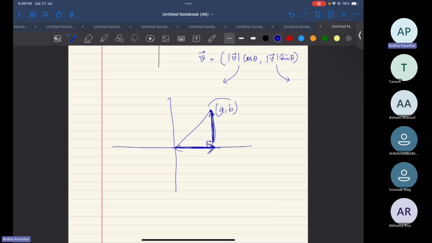If I project this vector to the x-axis, what will be the projected vector? A comma 0, right? Simply that. And if I project, suppose here, this vector, what will be the coordinate there then? 0 comma b, that's all.